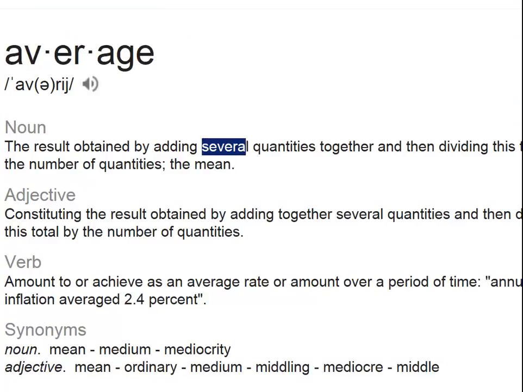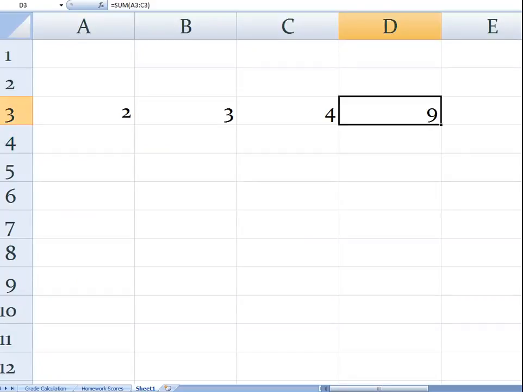Several in this case was 3. We added the quantities together, got ourselves a total. Now to get the average, I have to use the total and then divide it by 3 because we have 3 addends. We have 3 numbers here, 2, 3, and 4. Okay, let's do that. We have D3, that's where we have the total, divided by 3. This is the average.